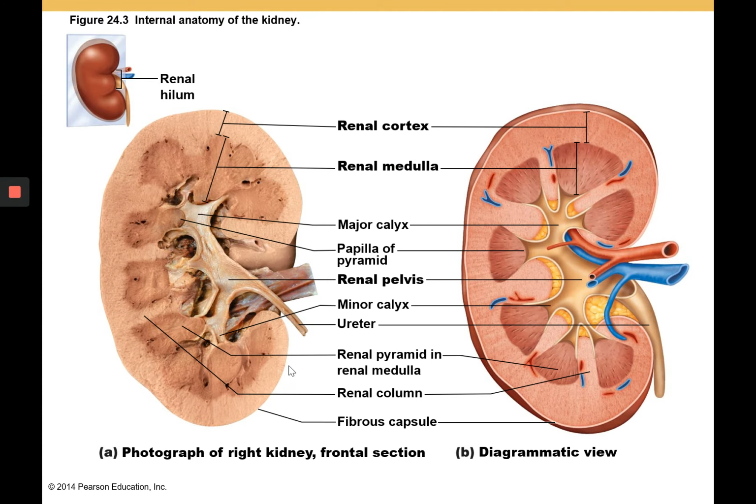If we look at the internal anatomy of the kidney, there's also 3 layers. That renal capsule was adjacent to or close to the renal cortex, which is the outer layer of the kidney.